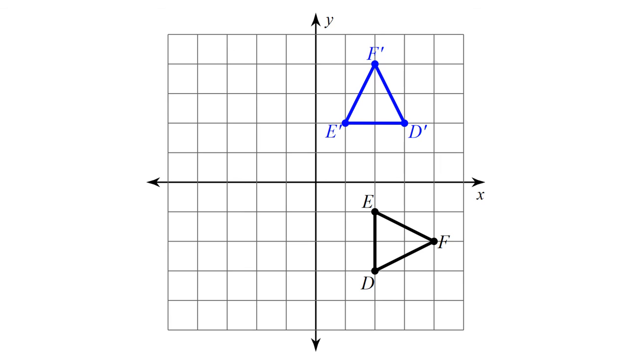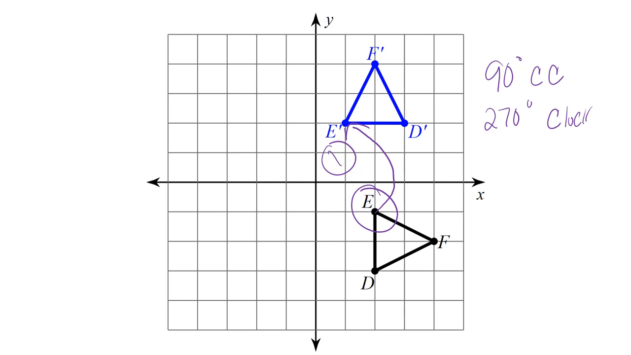Let's go ahead and look at this one. When finding the rule, you compare each point with its prime and see how many quadrants it moved. So here's E. E came over here, so that's 1 quadrant. So I know I'm working with a 90. Did I go counterclockwise or did I go clockwise? I went 90 degrees counterclockwise. I'm going to label that as CC, which is the same thing as 270 degrees clockwise. So either one of those would be a correct answer.